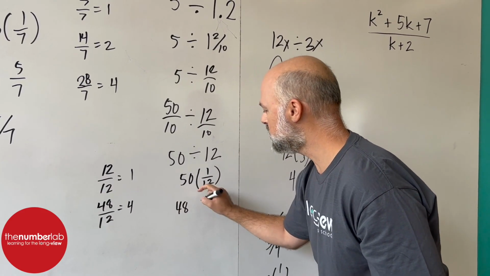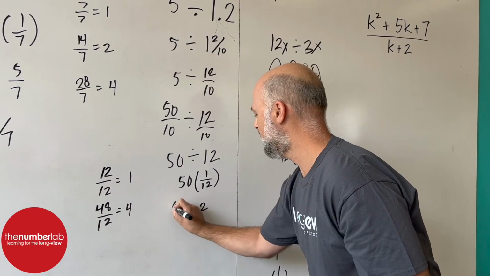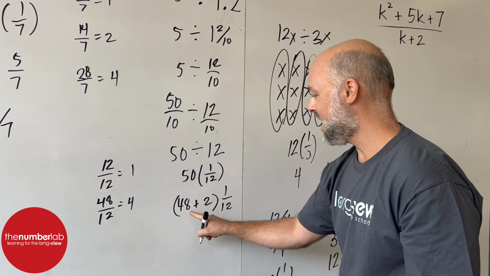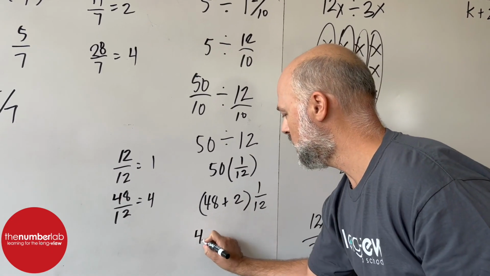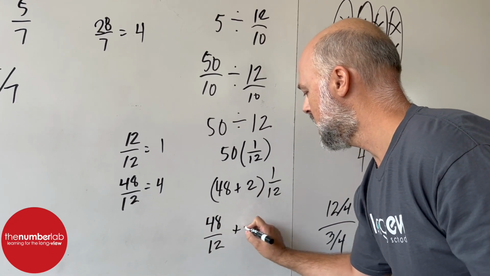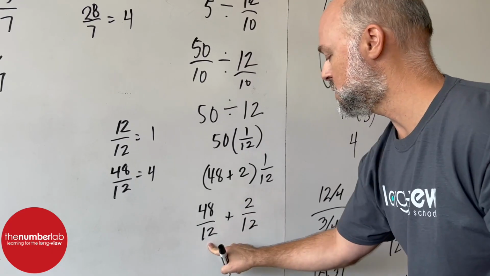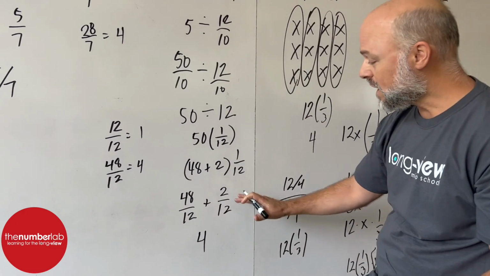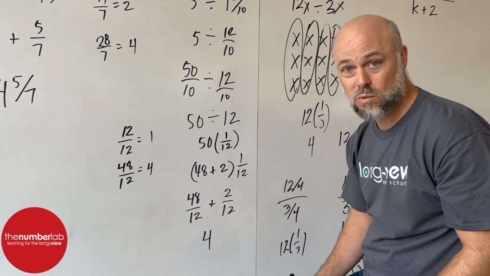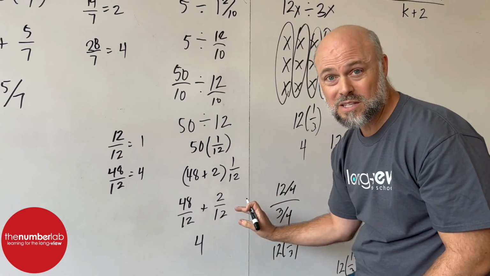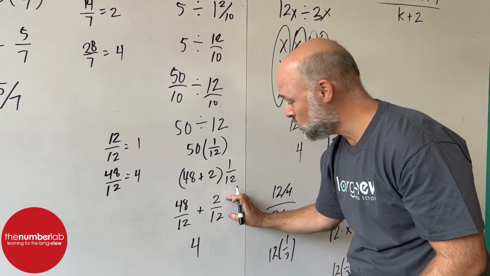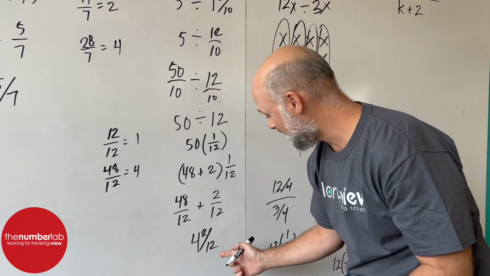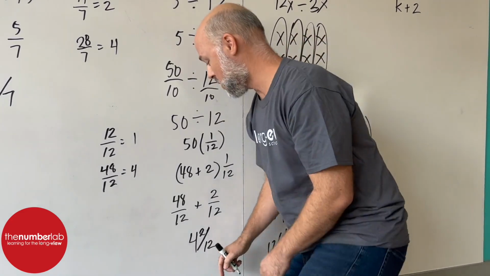I can substitute that 50 for 48 and 2. I've got that many twelfths. 48 and 2 twelfths. That means we have 48 twelfths and 2 twelfths, which means we have 4 wholes and 2 twelfths. And we could have another conversation about how 2/12 is 1/6 if you want, but I want to focus on division right now. So let's either leave that as 2/12, or if you want to write it on your paper or your whiteboard as 1/6, go for it. But that's 4 and 2/12.